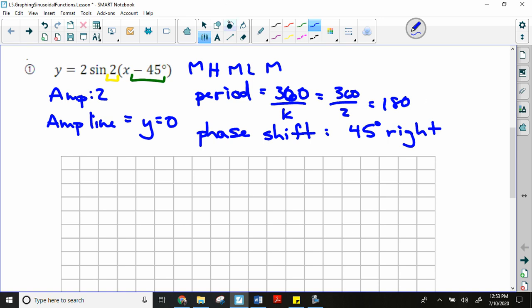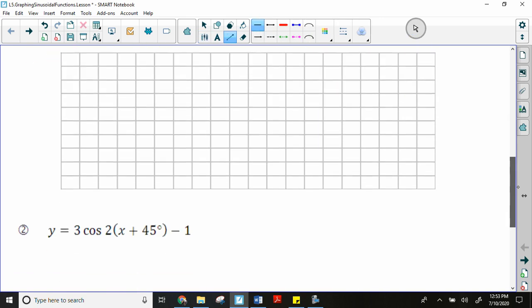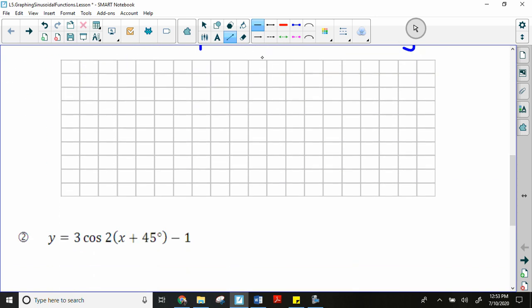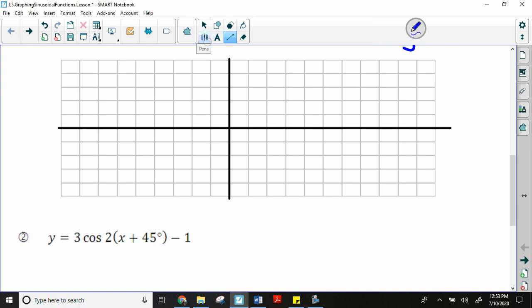Okay, so they want us to graph at least one cycle for each graph. Because there's no vertical translation up or down, I'm going to make my graph right in the middle. If there was a vertical translation, like when we get into these other ones, you'll see that I'll draw my x-axis a little bit differently depending on the type of translation. Okay, so here's this axis, here's this axis.